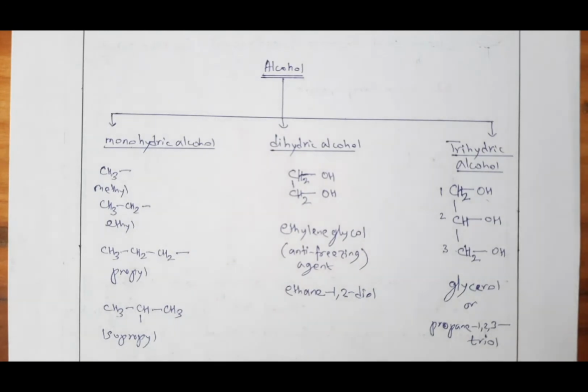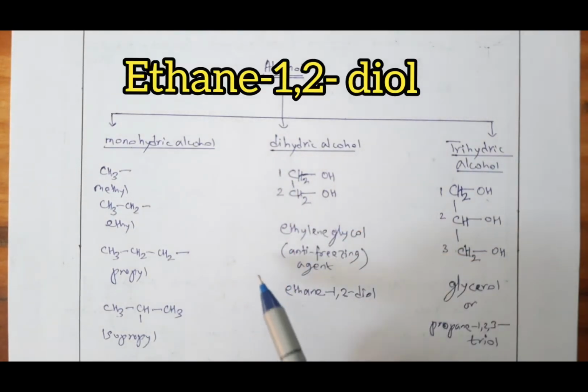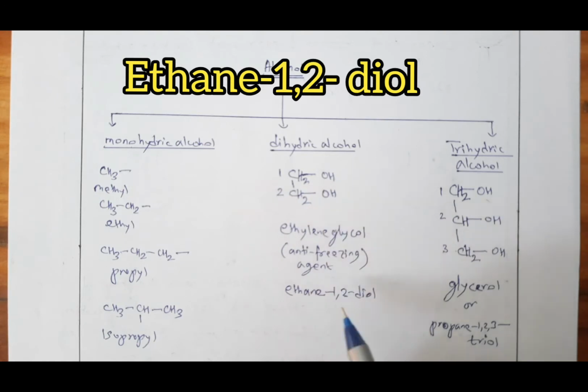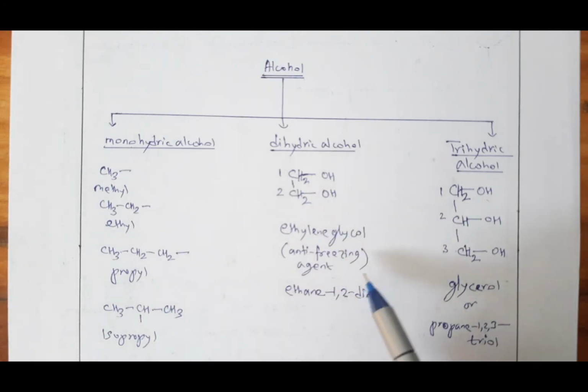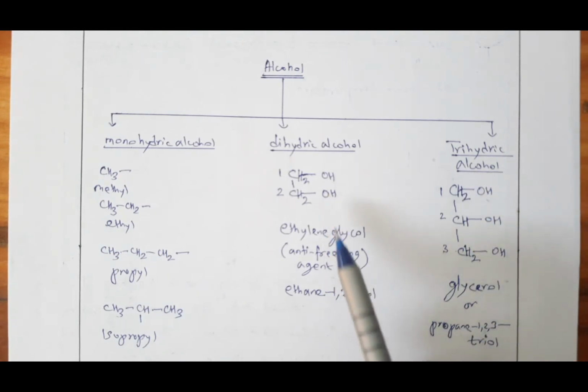Okay, now its IUPAC name. You can see the longest carbon chain here is 2. For 2 carbon, we write eth, single bond, so "an". In 1 and 2, there are 2 ol, so we write diol in the IUPAC name. So do remember, an example of trihydric alcohol is glycerol or propane 1, 2, 3 triol, the IUPAC name. Dihydric is your ethylene glycol, IUPAC name ethane 1, 2 diol, which is used as an anti-freezing agent.